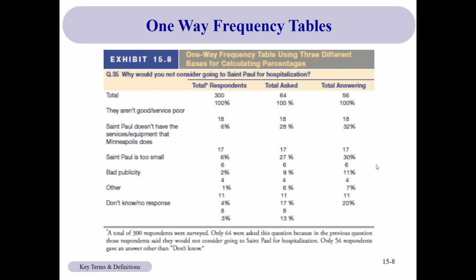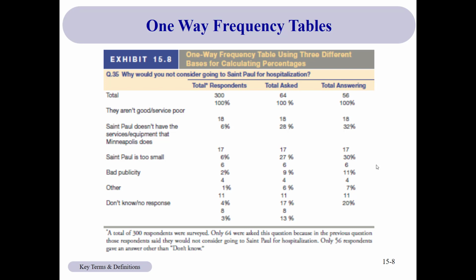You can see from the chart that we have 300 respondents to this particular survey questionnaire, and on this question some people answered differently. For example, some people indicate that they don't want to go to St. Paul for hospitalization because the service is poor, and other people say it's too small and there's still bad publicity. So among those who answered this question, we get the percentages.